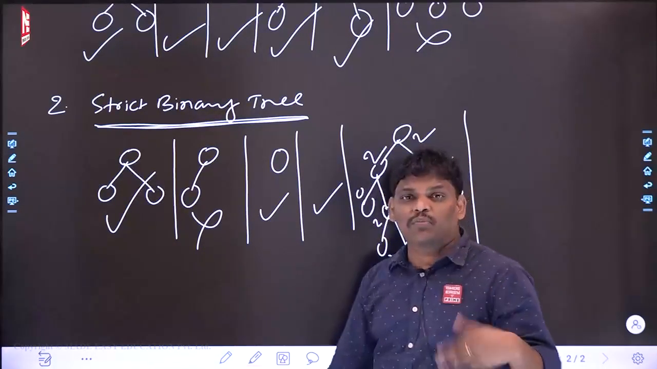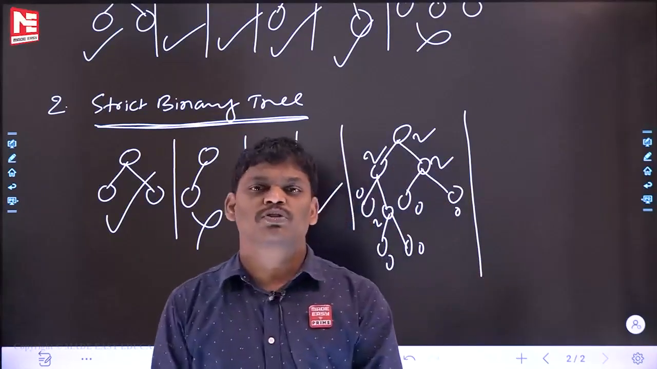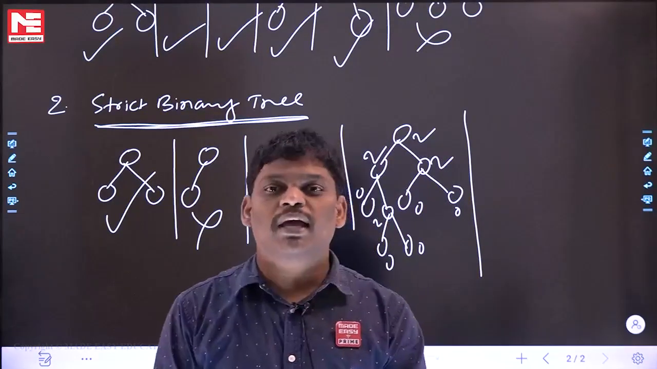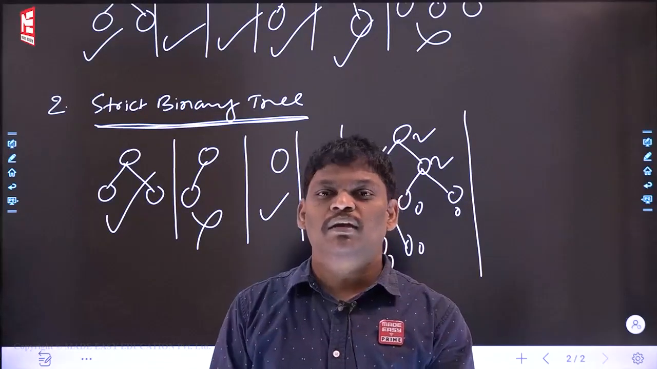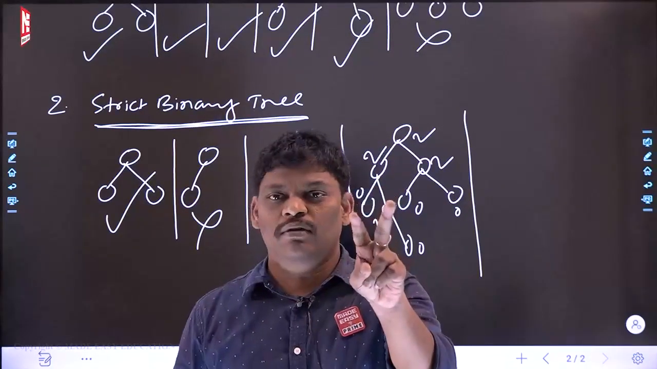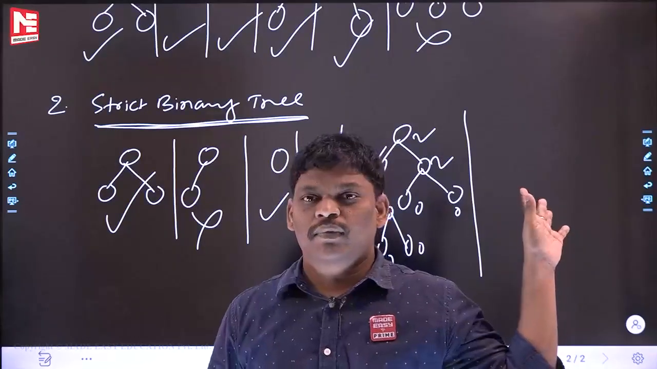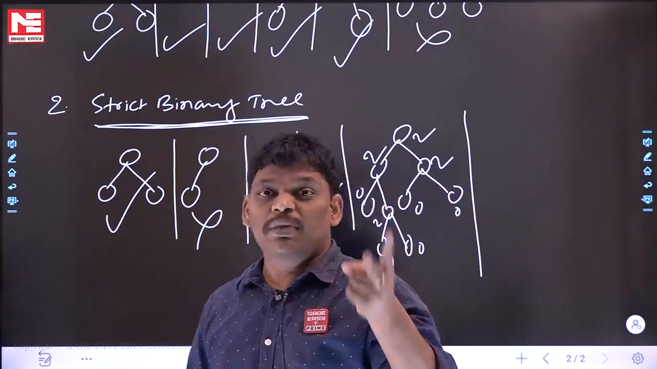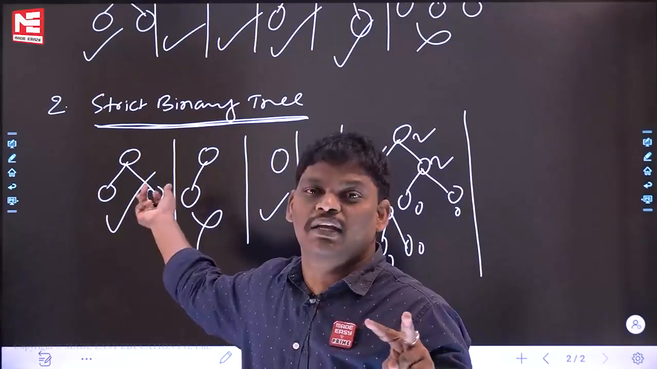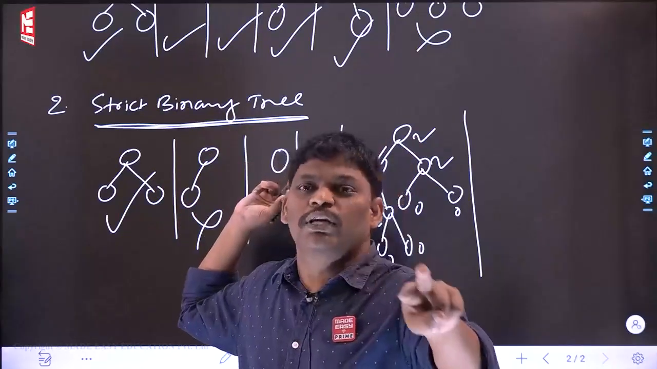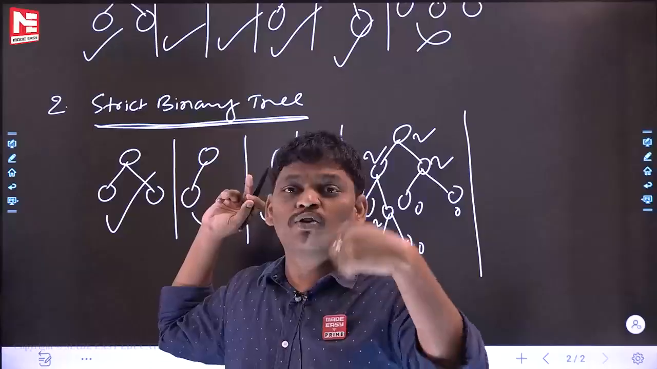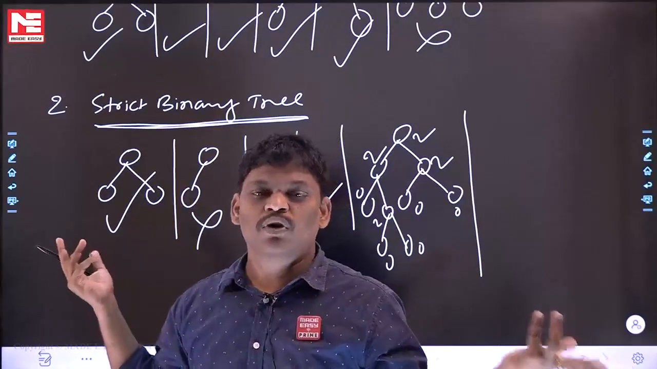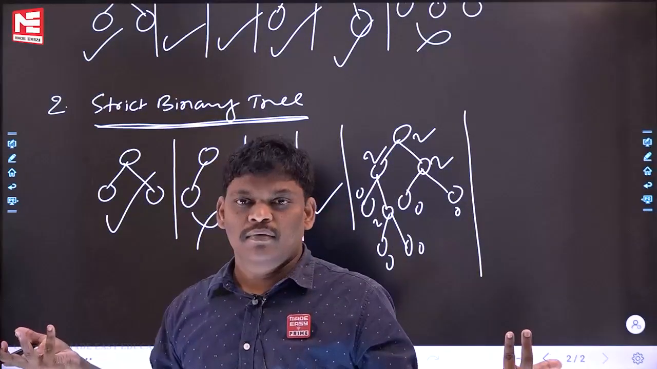Now let me say one more small line also. You also, after marriage, behave like a strict binary tree. What is the meaning? You should have either 2 kids or no kid. Suppose you have only 1 kid, you want to play, with whom will you play? Or you want to make him an orphan, right?